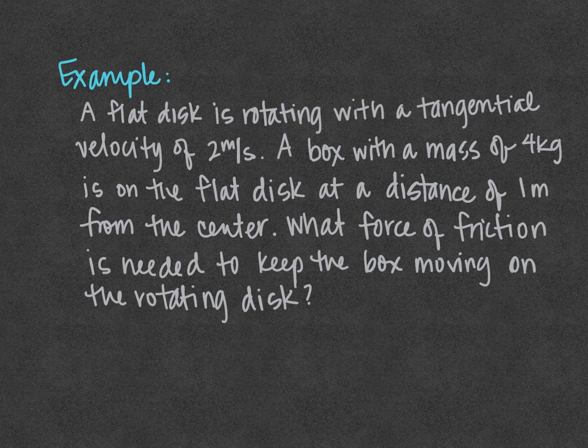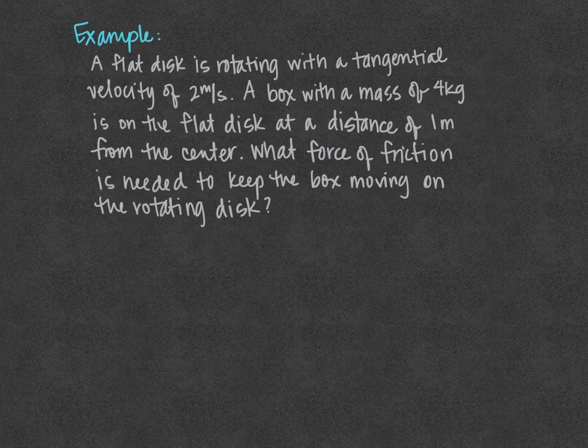So let's look at an example. We've got a flat disk and it's rotating with a tangential velocity of 2 meters per second. We've got a box with a mass of 4 kilograms on the flat disk at a distance of 1 meter from the center. What force of friction is needed to keep the box moving on the rotating disc? So let's see.